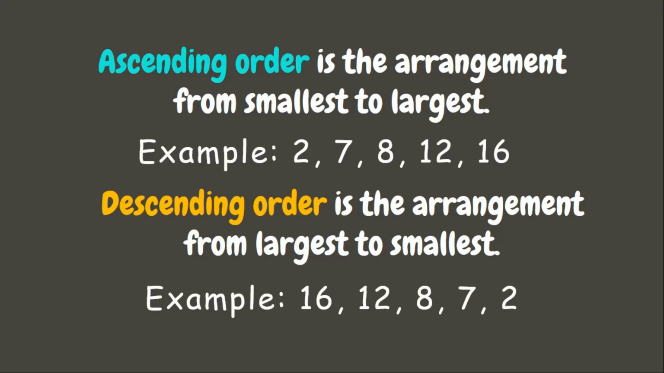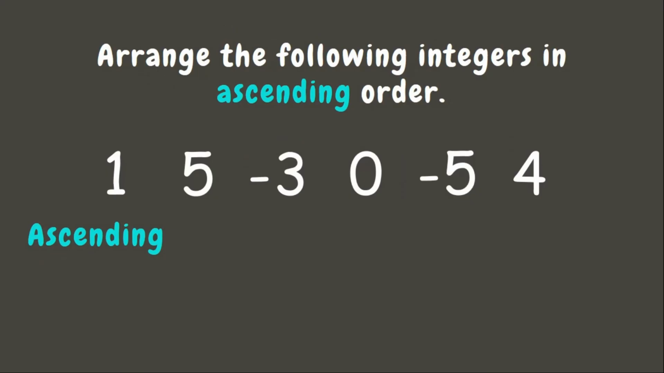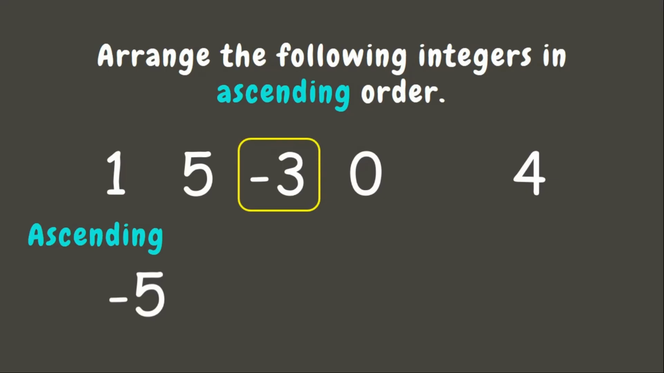There you go! Now that you already know what are ascending and descending orders, let's try to answer our given problem. First, let's try to arrange the following integers in ascending order. Again, we have here positive 1, positive 5, negative 3, 0, negative 5, and positive 4. As we all know, ascending order means arrangement from smallest to biggest. Since negative integers are smaller than 0 and positive integers, we are going to arrange them first. Here, when we are comparing negative integers, the bigger the number, the smaller it is. Therefore, the smaller number between negative 3 and negative 5 is negative 5. And since we already have one negative integer left here, which is negative 3, that would be our next number.